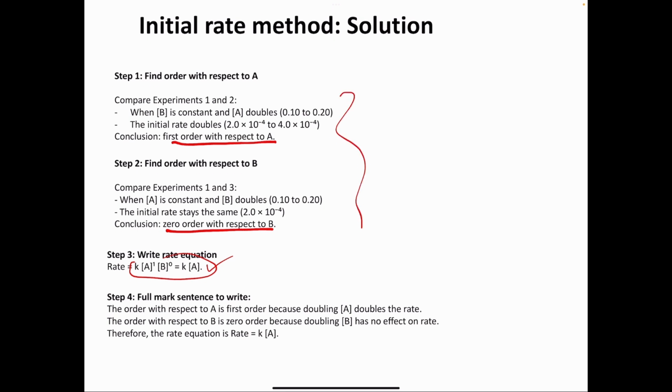Finally, you could say the order with respect to A is first order because doubling A doubles the rate. This is the conclusion for the final solution, but I've already also explained it here, even if you do not write it. Then the order with respect to B is zero order because doubling B has no effect on the rate. And this is going to be the final rate equation.